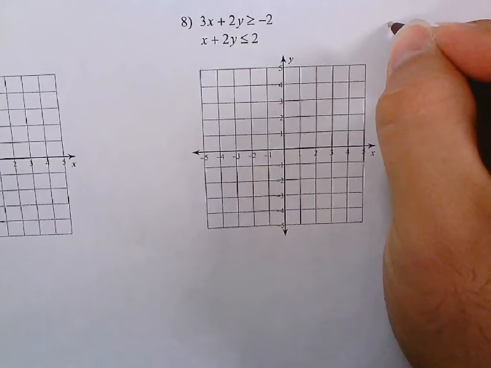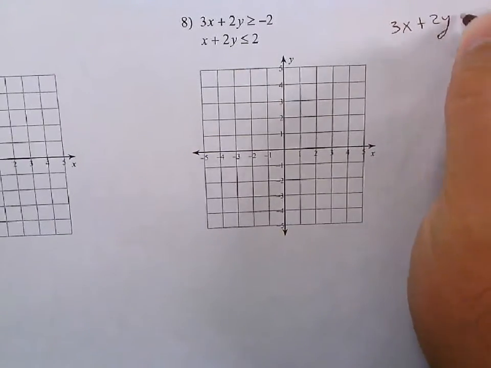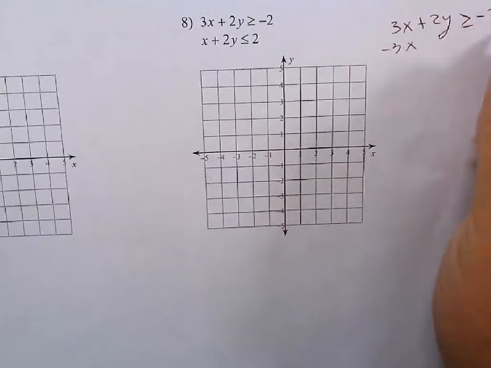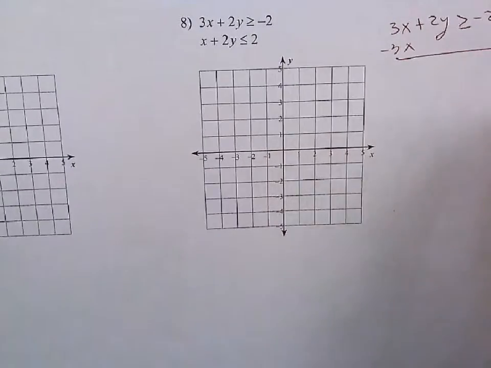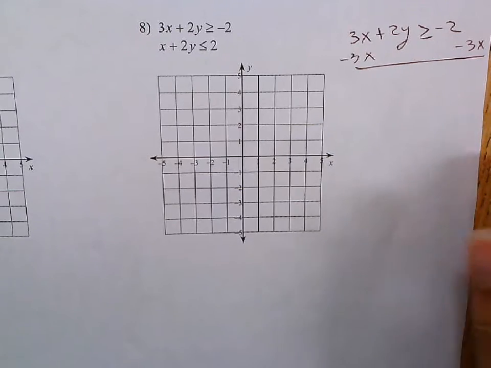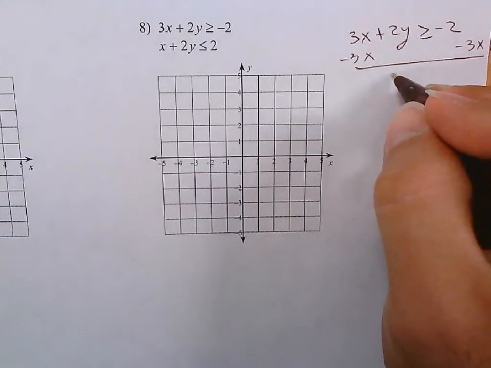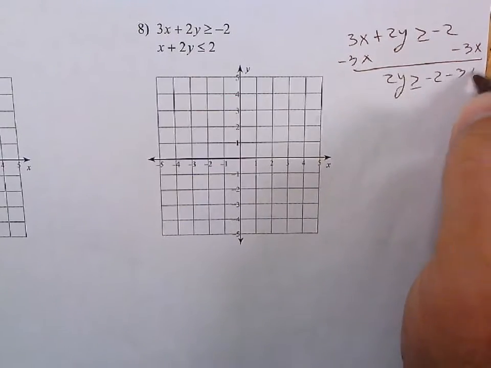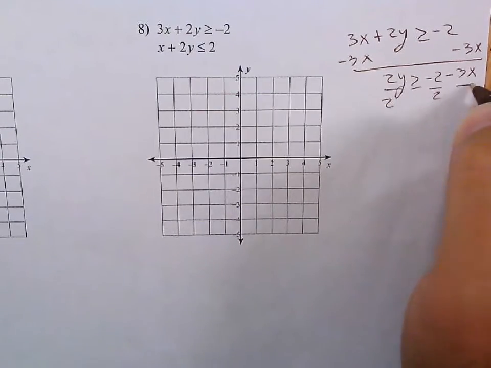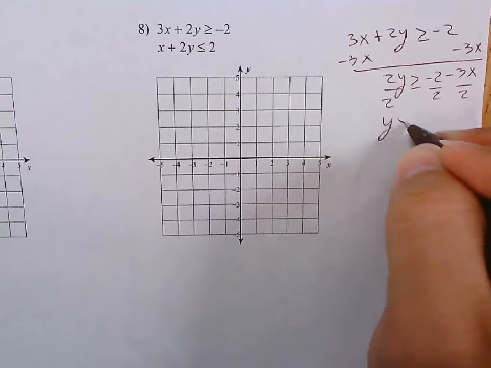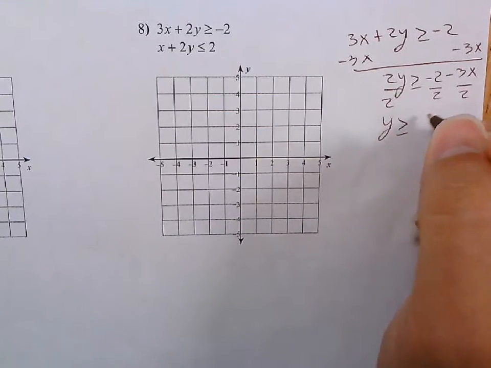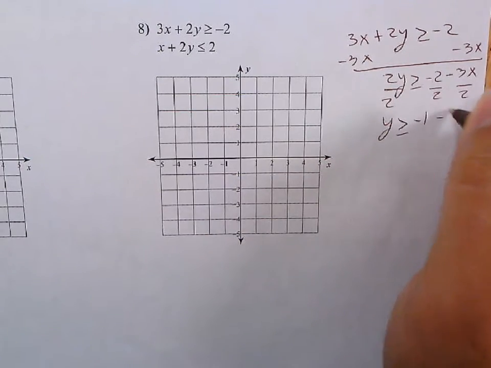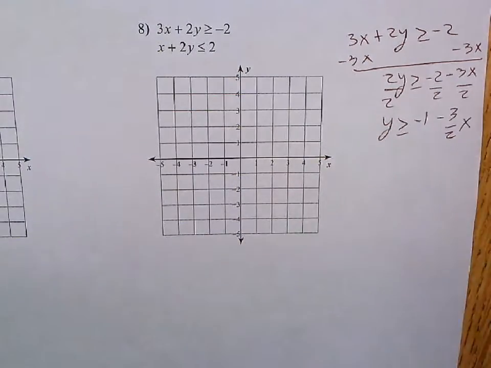So my first inequality is 3x plus 2y is greater than or equal to negative 2. I'm going to subtract 3x from both sides. And that leaves me with 2y is greater than or equal to negative 2 minus 3x. And now I can divide by 2 on both sides to isolate y. So my first inequality is y is greater than or equal to negative 1 minus 3 over 2x.